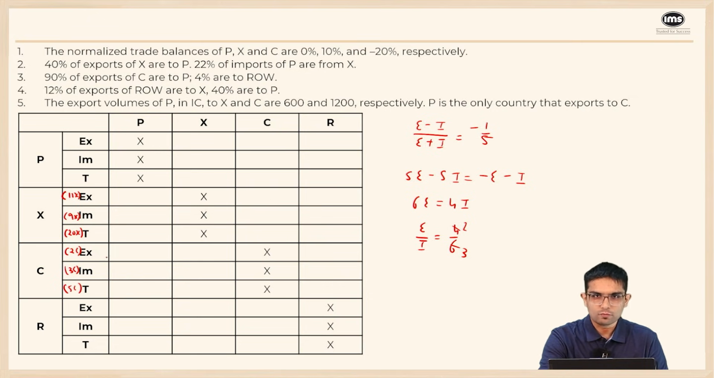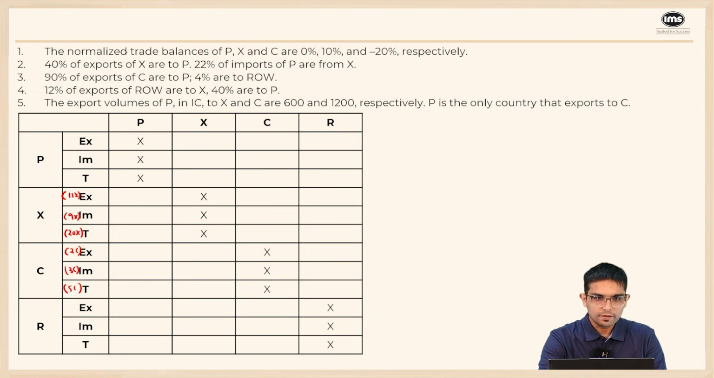Now let's move further. For P, the trade balance is 0. So if we assume that export of P is P, then import will also be equal to P, because trade balance is 0, and the total trade will become 2P. Now the first line says 40% of export of X. Now total export of X is 11X, 40% of that is 4.4X. That will be import of P, so that is 4.4 of X.